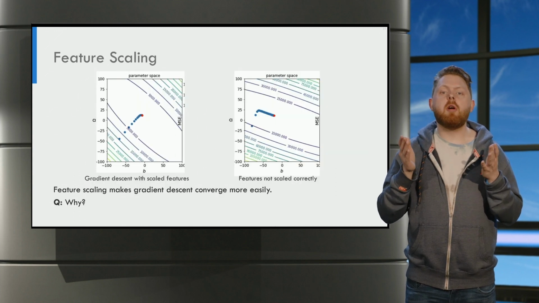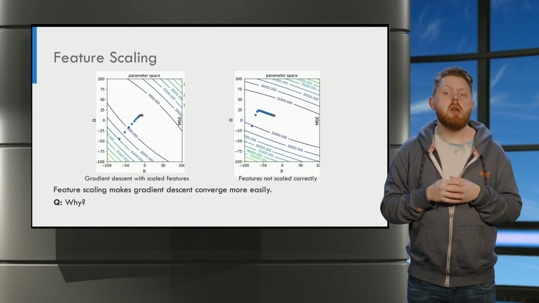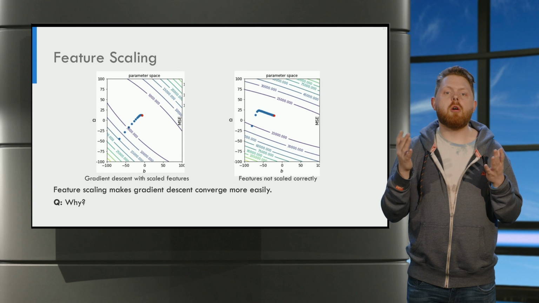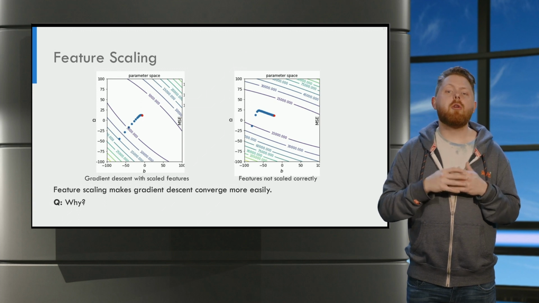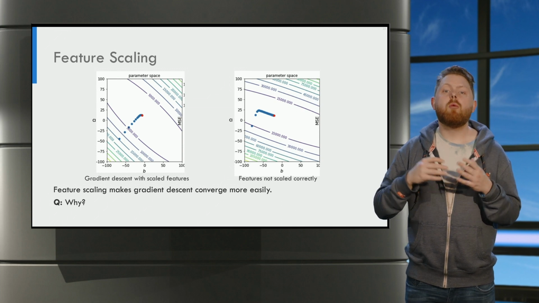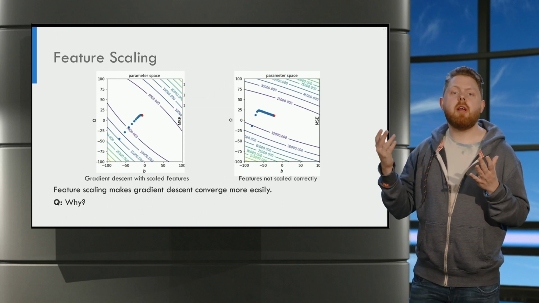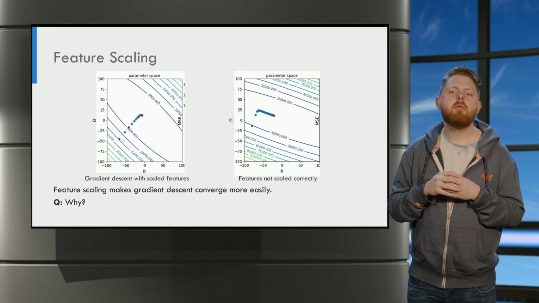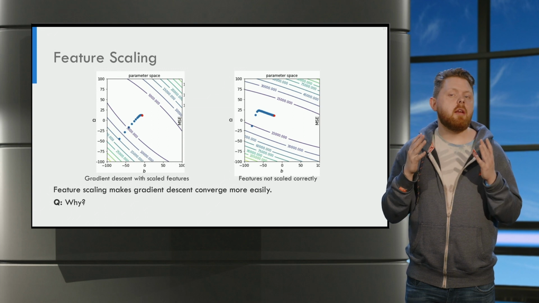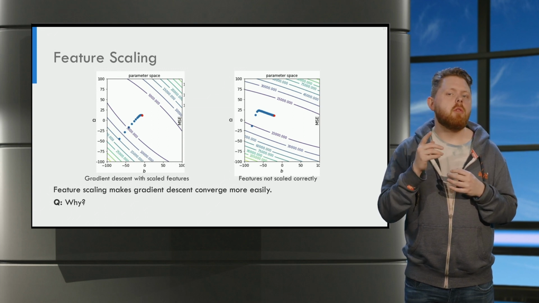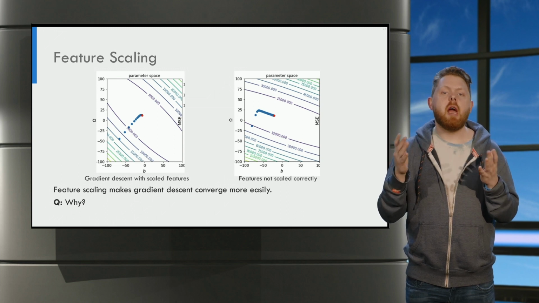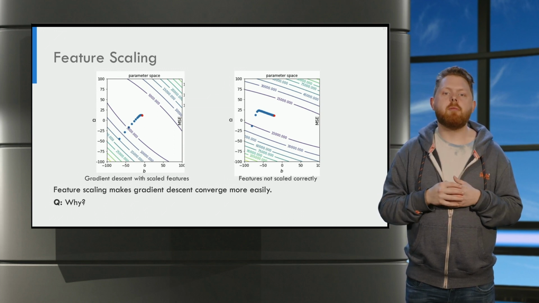Finally, let's talk about feature scaling. Here are two examples. For the left, the two features are on the same scale. For the right image, the two features are on a different scale. For one of these figures, gradient descent converges more easily. Why is this the case? That is a more difficult question. This is your challenge. Pause the video, think about this, and afterward we discuss the answer.